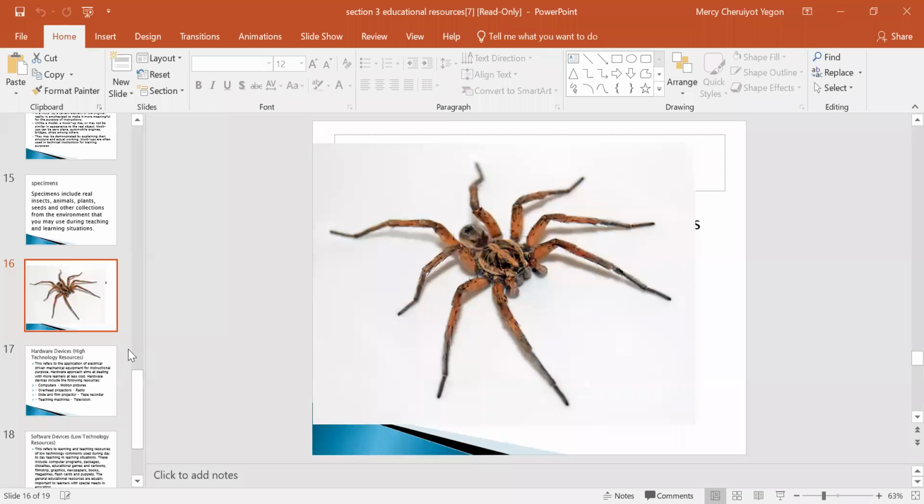If I want to show the learners the head, the thorax, the legs, how many legs they have, we can count 1, 2, 3, 4, 5, 6, 7, 8. Oh, this particular spider has 8 legs, as compared to when it was done in an abstract way.